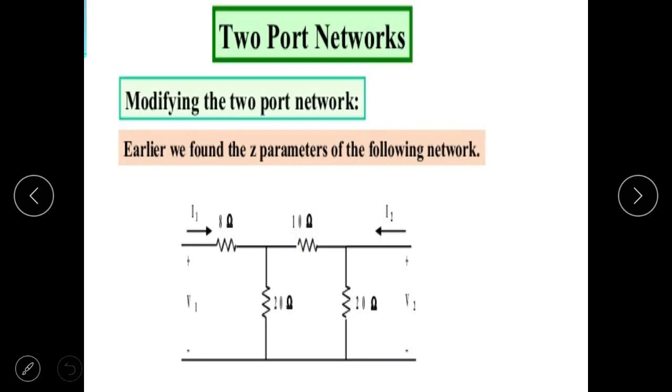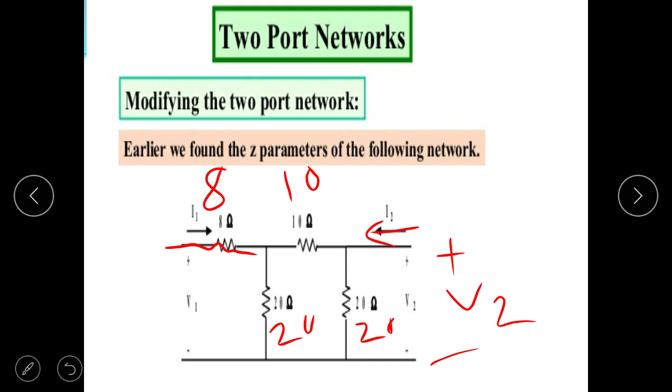Now in the next question, there is a resistance of 8 ohm, this is 10 ohm, this is 20 ohm and this is 20 ohm. This is port 2, voltage is V2, current is I2, and port 1, voltage is V1, current is I1. So in this question, find the Z parameters in terms of Y parameters. So first we find the Y parameters for the given network. For the given network, Y parameters are Y11, Y12, Y21 and Y22.